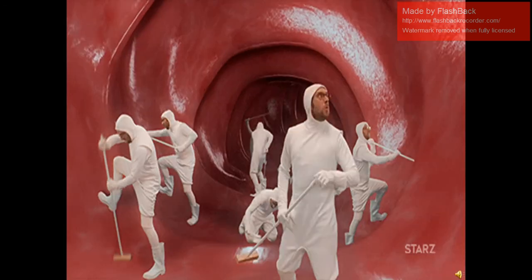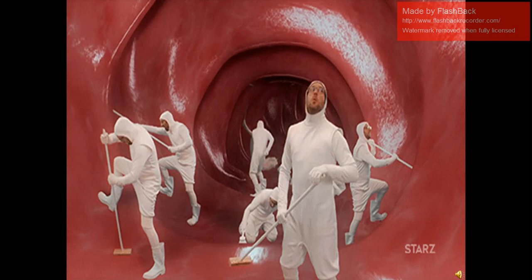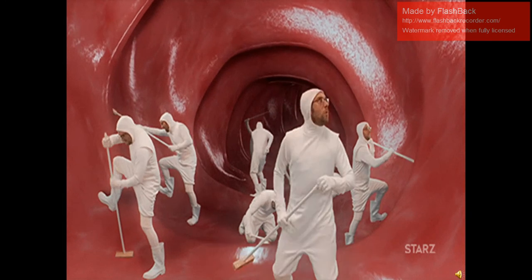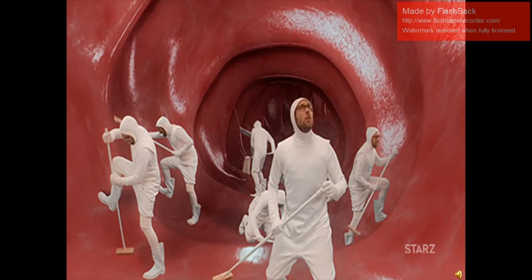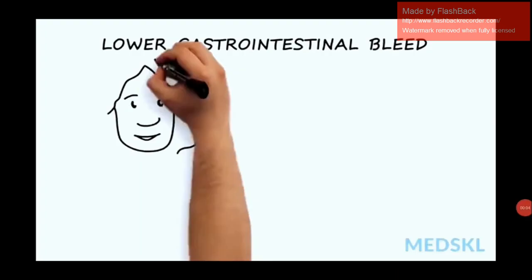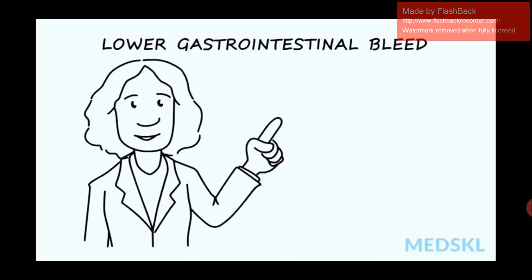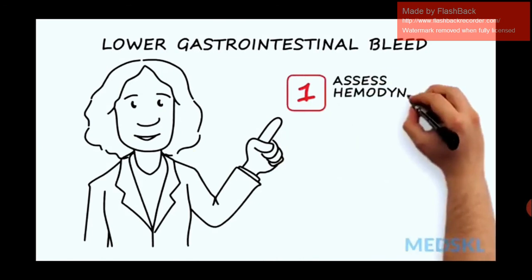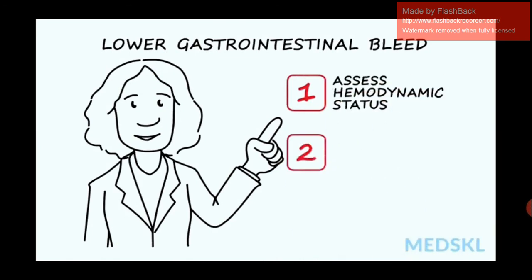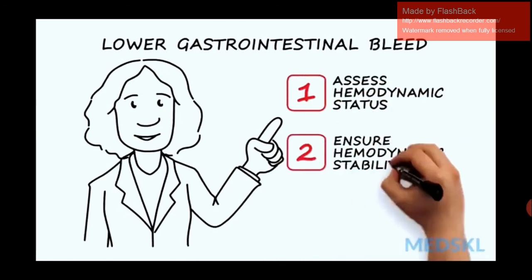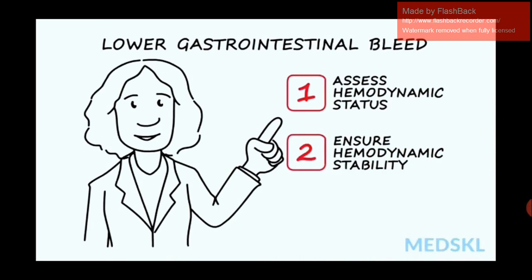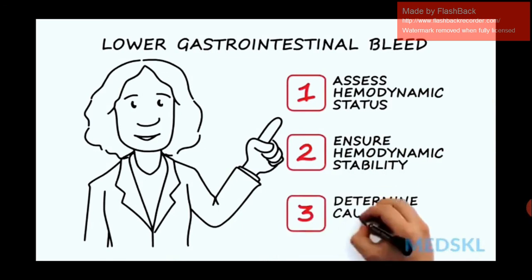But before we end, let us summarize the things that we've discussed. When confronted with a patient with a lower GI bleed, there are three things that are critical. First, assess hemodynamic status. Second, ensure hemodynamic stability through volume resuscitation. And third, determine the cause of the bleeding.